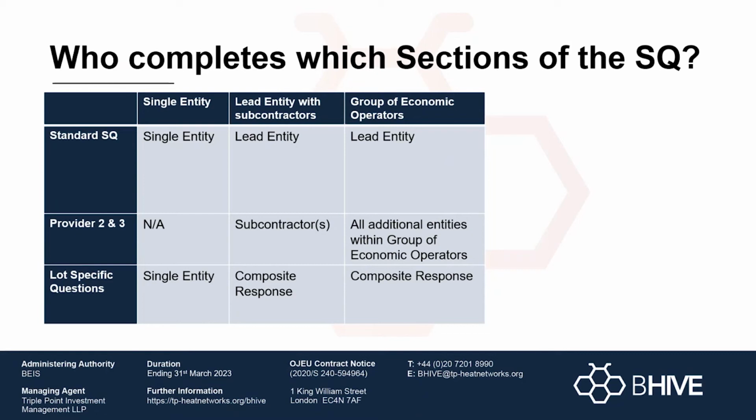And if you are approaching the BEIS DPS as a group of economic operators, then all the additional entities within the group of economic operators will need to complete the provider 2 and 3 responses. So provider 2 and 3 is based on how many additional entities there are. So if you only have one additional entity or one subcontractor, then you only need to complete one of those provider responses. For the lot specific questions, these can be completed as a composite response on behalf of all of the entities that are named in the SQ.